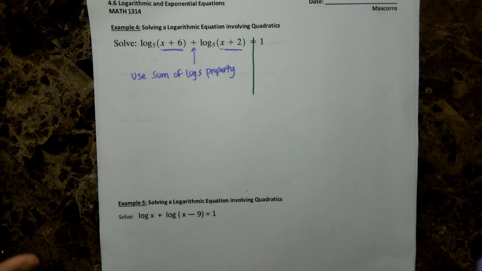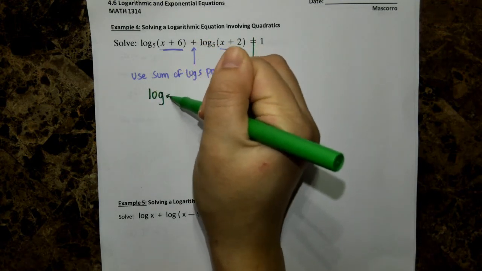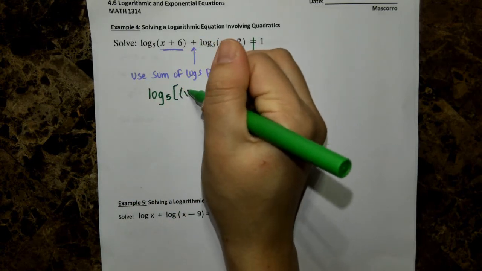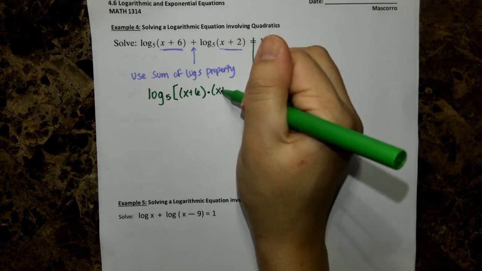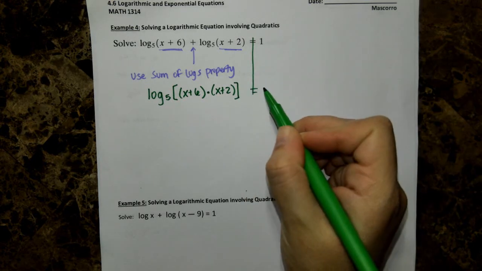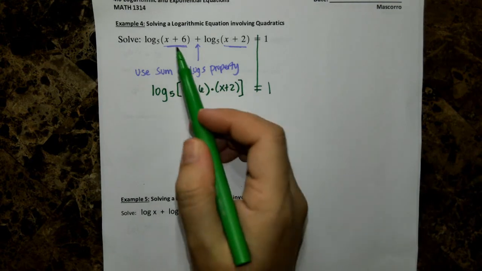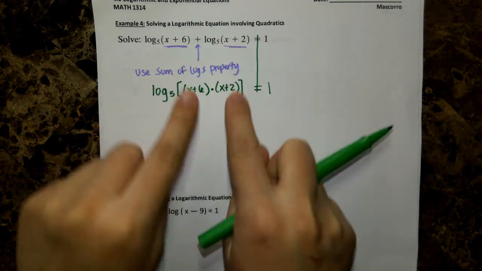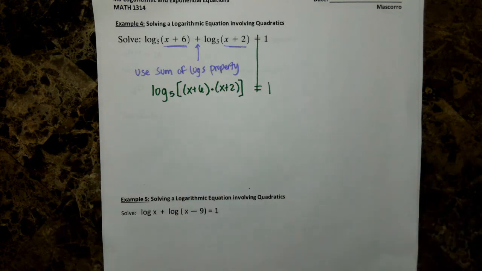So I can rewrite this as log base 5, that doesn't change, of x plus 6, I'm going to use brackets, times x plus 2. I like to use parentheses so I make sure that I multiply everything. Equals, and I haven't done anything with the right-hand side, so it just equals 1. I combined 2 logarithms by multiplying the inside values, and I used the sum of logs property, which we covered last chapter.